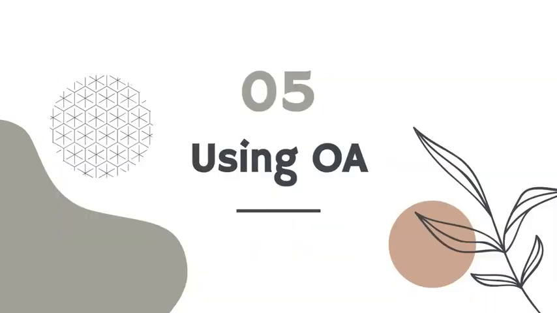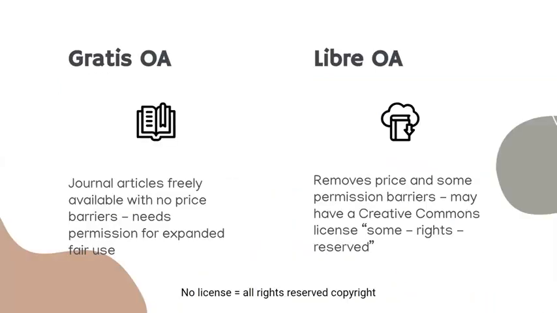Using open access. Open access falls into two categories, Gratis OA or Libre OA. Gratis OA is where journal articles are freely available with no price barriers. It needs permission for expanded fair use. Libre OA removes price and some permission barriers, may have a Creative Commons license, and some rights are reserved. No license, of course, means all rights are reserved.